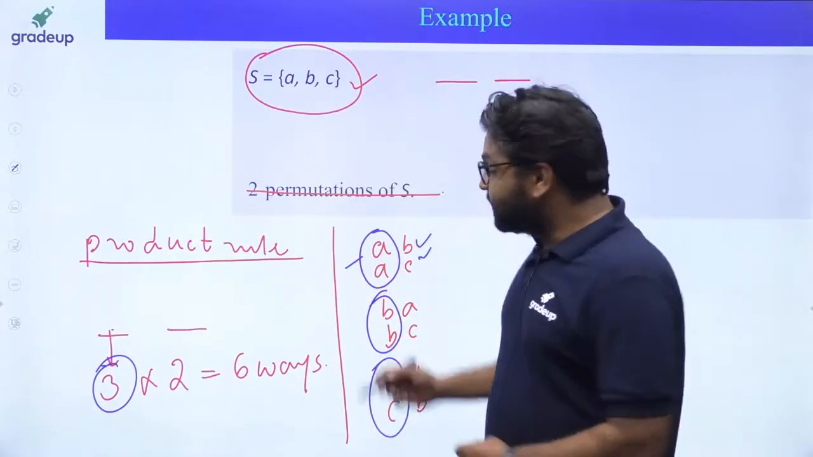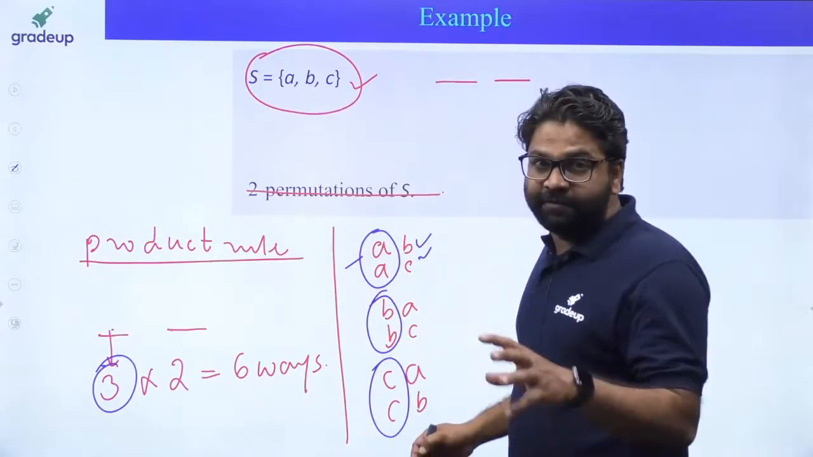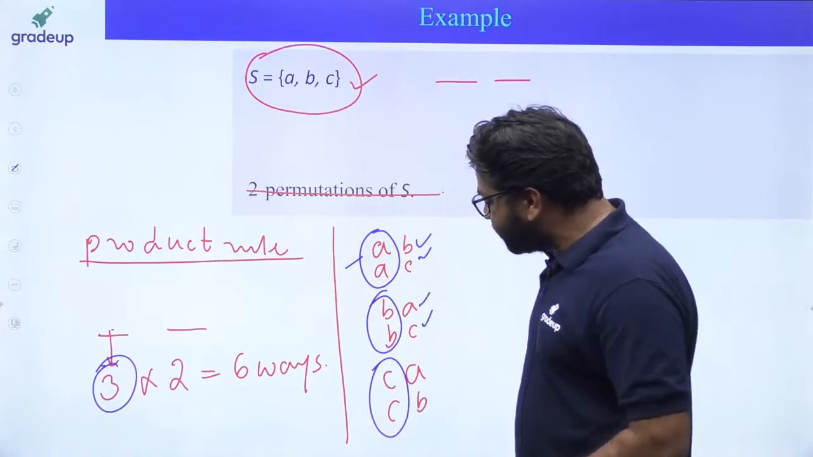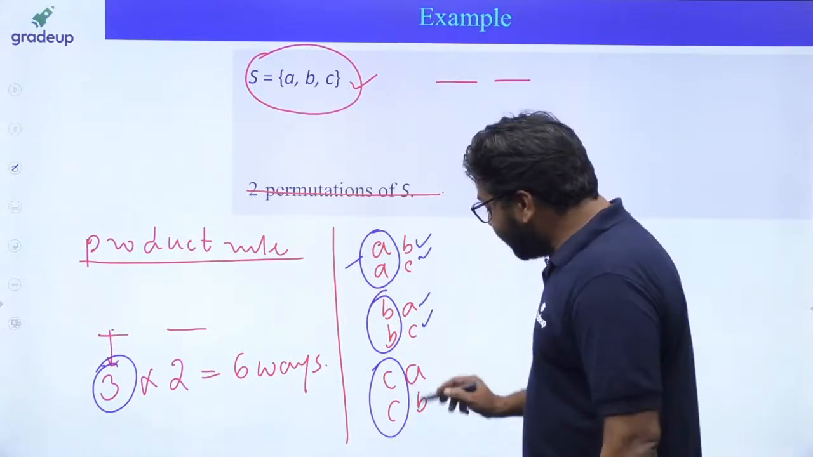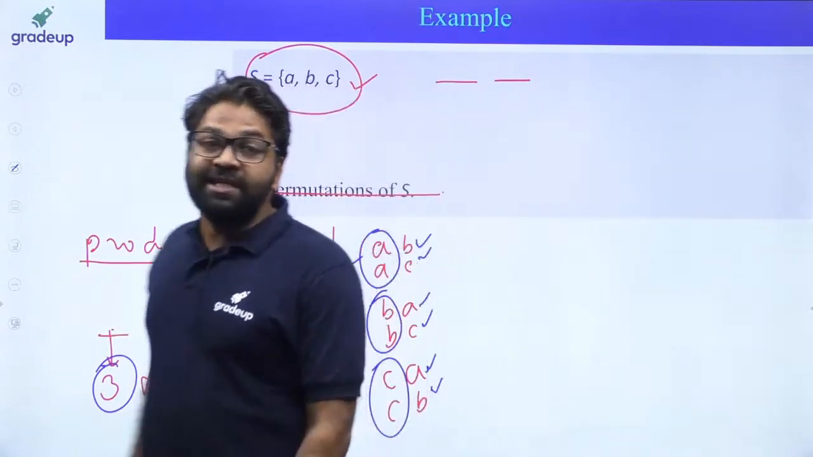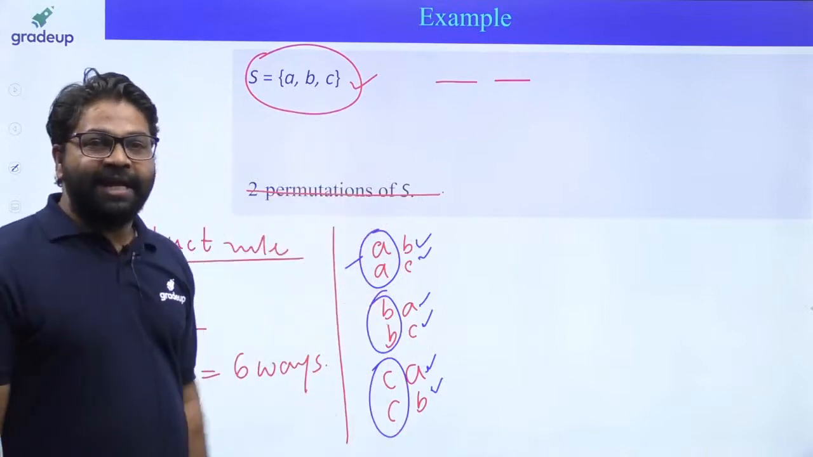So as you can see, this is the visualization of the product rule. If you write something over here, suppose you fix B, then for that you again have 2 different ways to write it. Again, if you put C, then how many ways can you write it? You can write in 2 ways. So that is nothing but, you can say, the linear arrangement of an element.